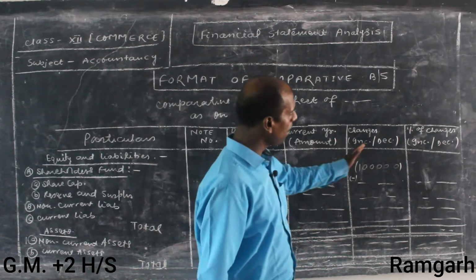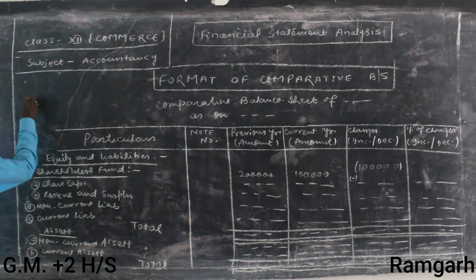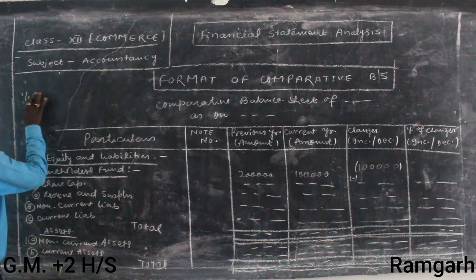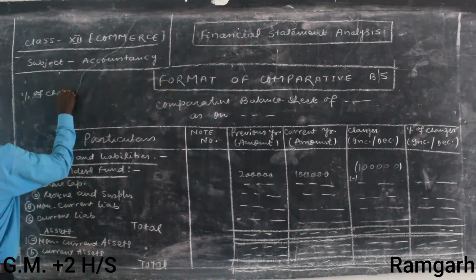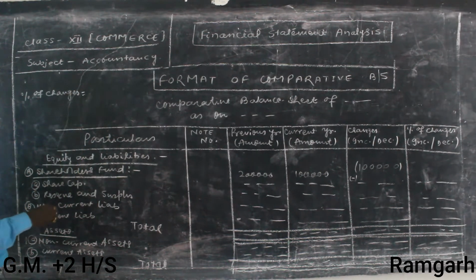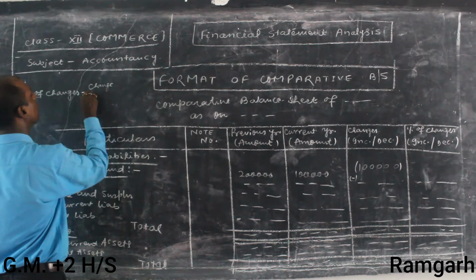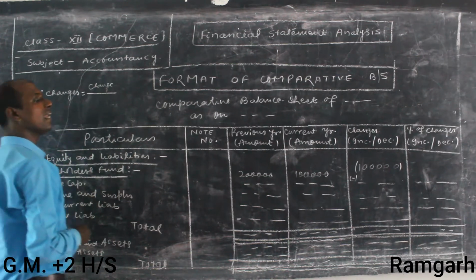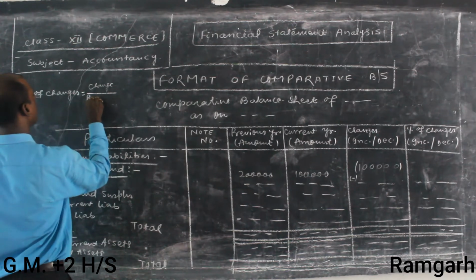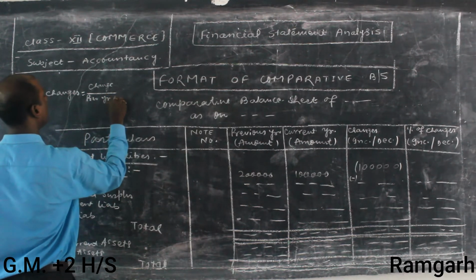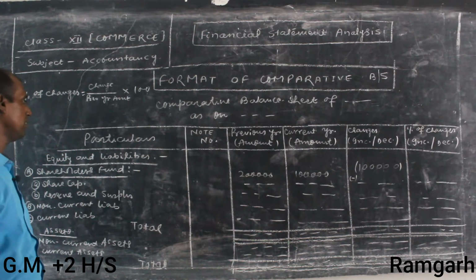Thereafter, we have to find the percentage of changes in amounts. How to find? Here we have to remember the formula for percentage of change. Percentage of change in amount means change in amount, whether increase or decrease, divided by base year amount. Base year amount means previous year amount, then multiplied by 100 because we have to put the value in percentage.